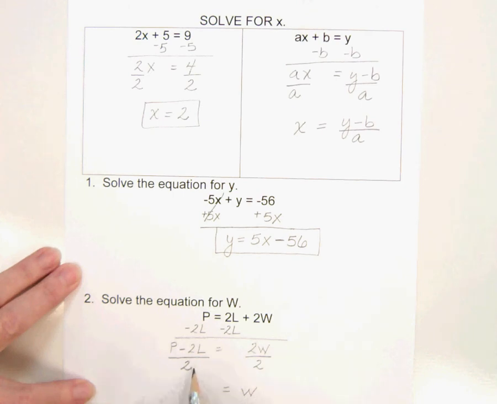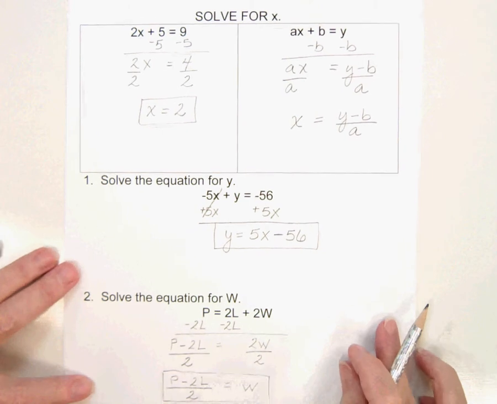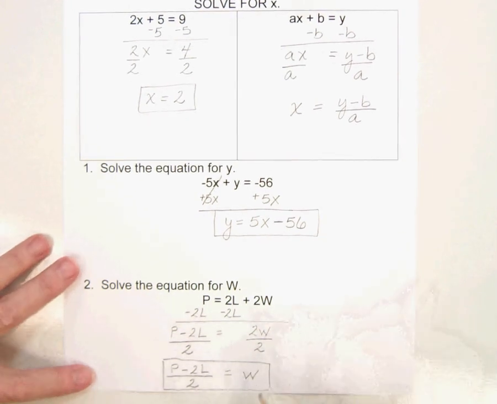So really, since we don't know what the P and the L stand for, we don't have numbers to replace those letters, we've just rearranged it, and that would be your final answer. P minus 2L, divided by 2, equals W.